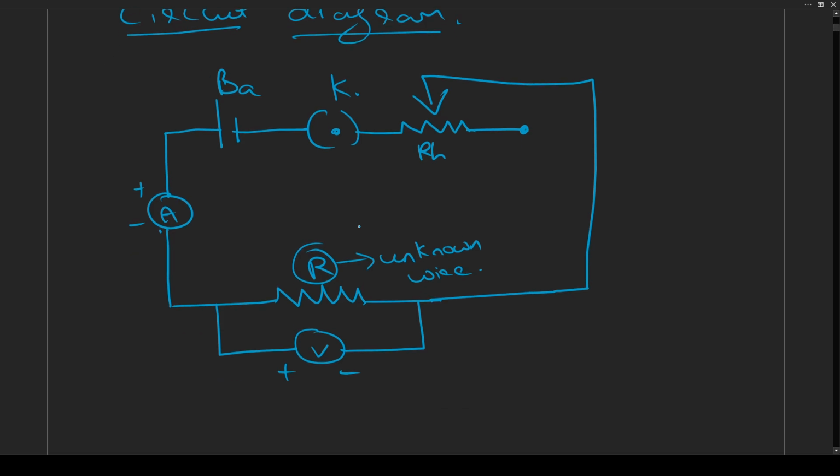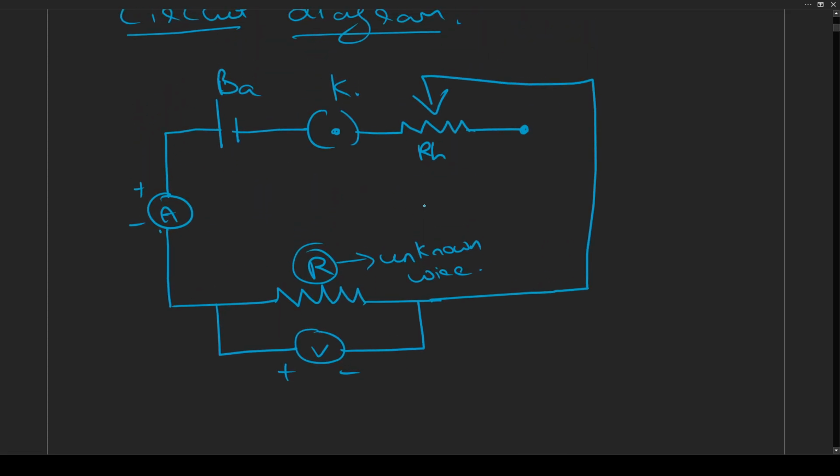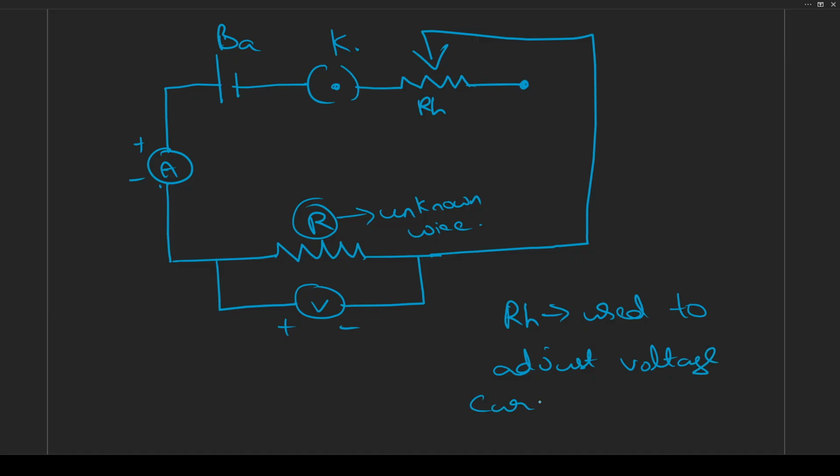Rheostat is variable resistance. First of all, why do we need to use variable resistance in these circuits? Because we use variable resistance to adjust the voltage passing through the circuit. RH, that is rheostat, is used to adjust voltage and current through the circuit.